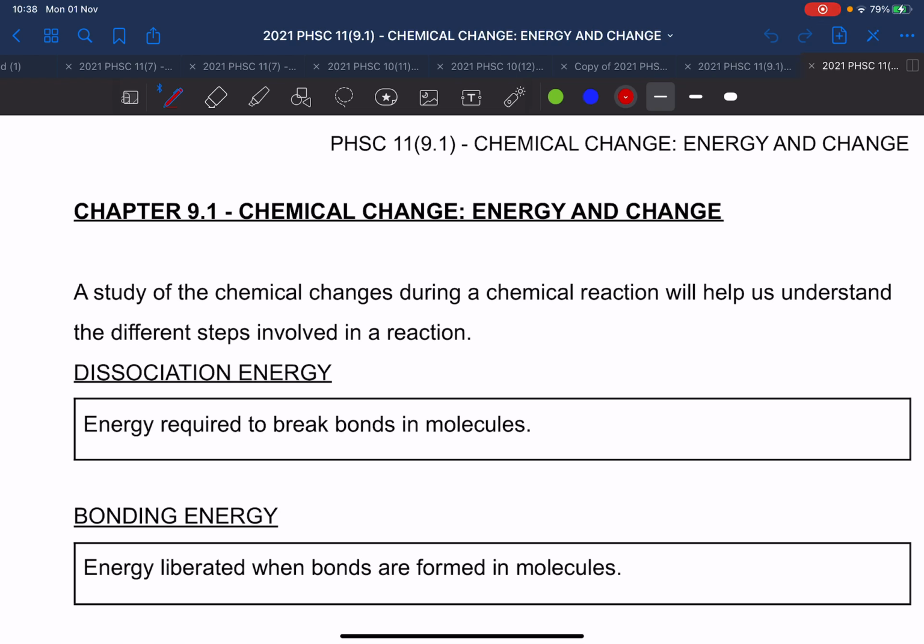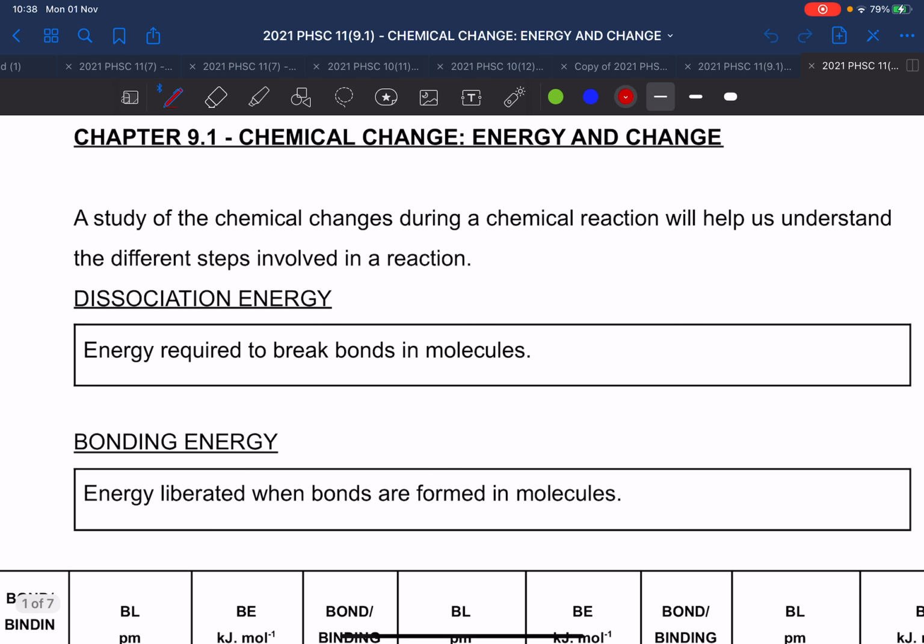It should be an easy chapter. There's a few definitions, like 5 or 6 definitions, and then the same type of question over and over again. Okay, so we're going to do the theory, and then we're going to do a few experiments in front here. All right, so this chapter here is called chemical change, and we're going to look at the energy and the changes with the energy.